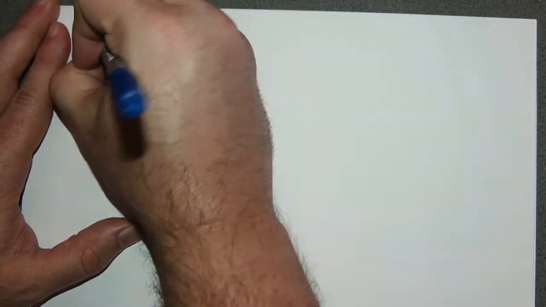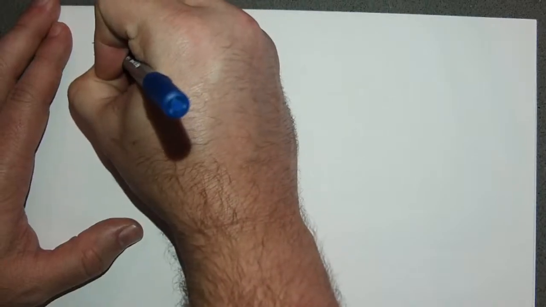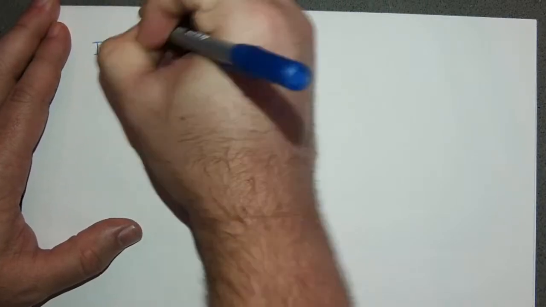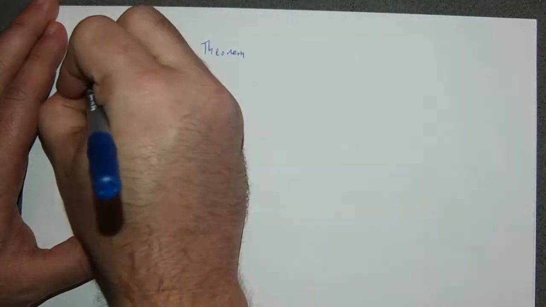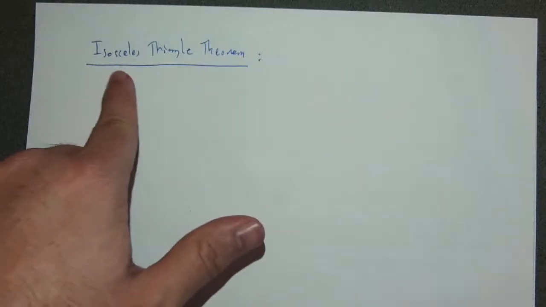So here's a theorem. It's the isosceles triangle theorem. So what's isosceles mean? Iso means same. The celes part means side. This means same side is what this is supposed to say. So an isosceles triangle is a triangle that has at least two congruent sides.